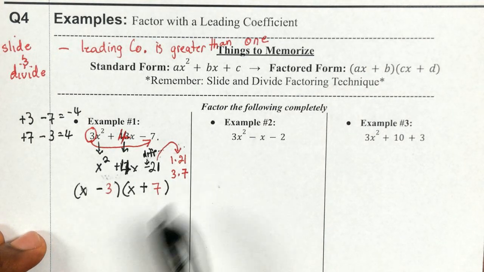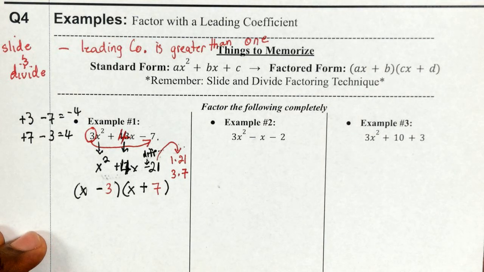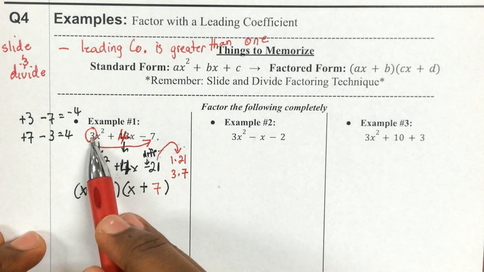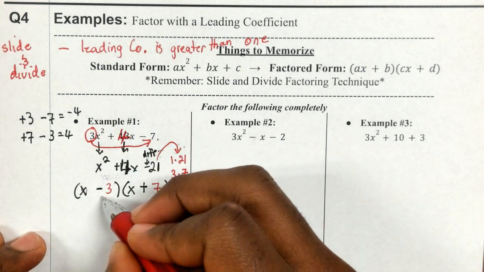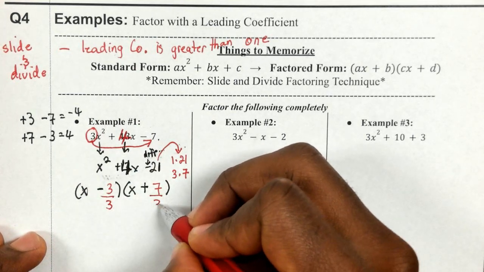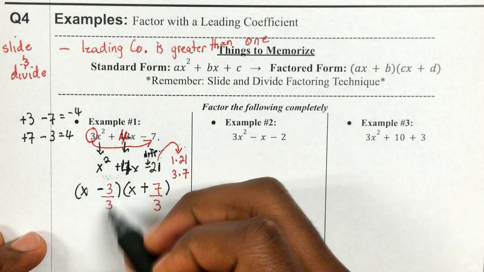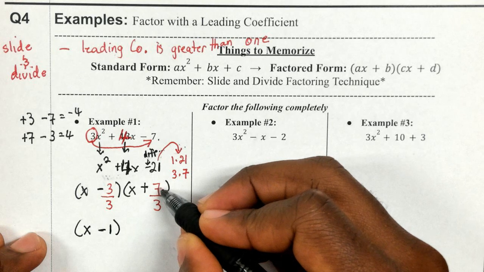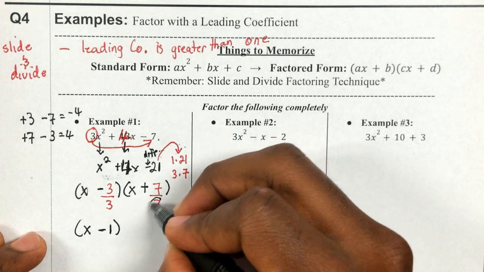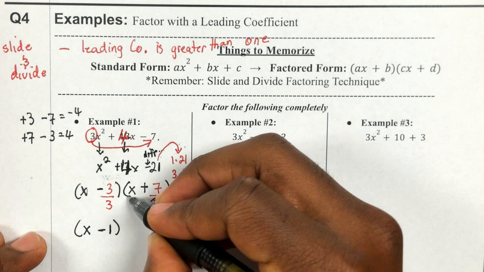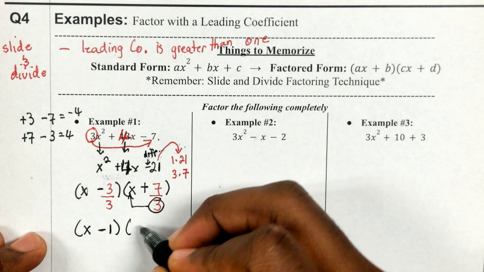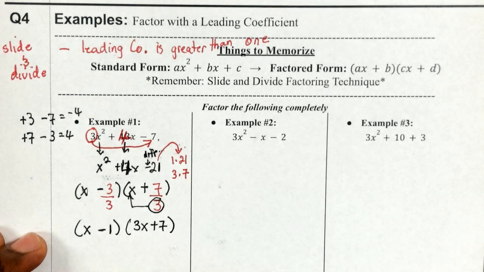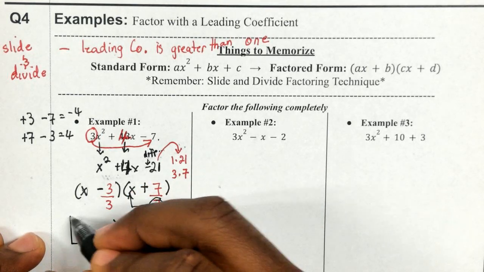Now that we've done the slide, we're going to divide. We divide by the same thing we slide by, the same thing we circled, my leading coefficient, which is 3. So I'm going to divide each of these numbers by 3. Can I divide negative 3 by 3? Yes, I get negative 1. Can I divide 7 by 3? No. So I'm going to take this 3 and put it in front of my x. That transforms to 3x plus 7, and that is my result.